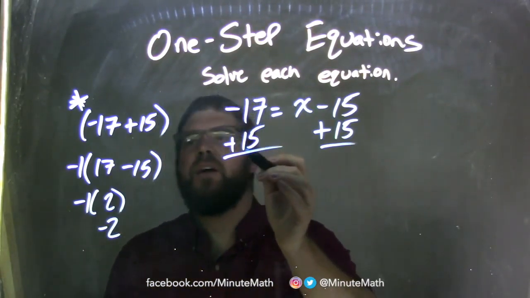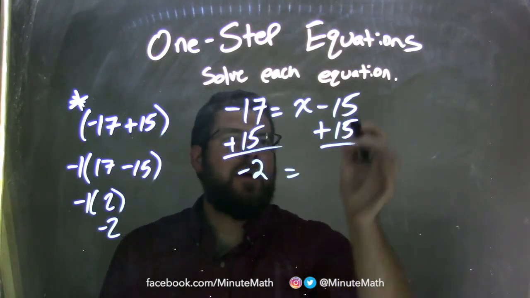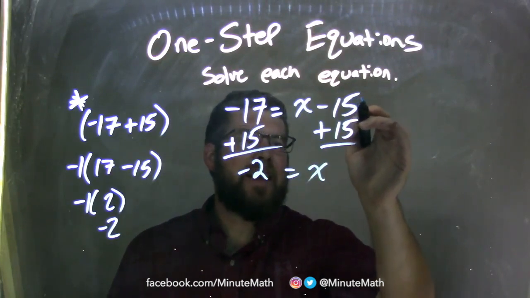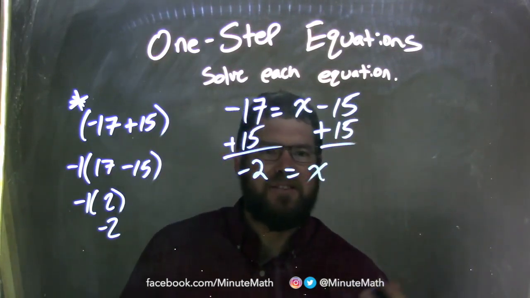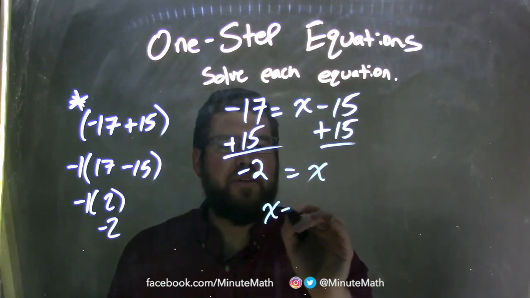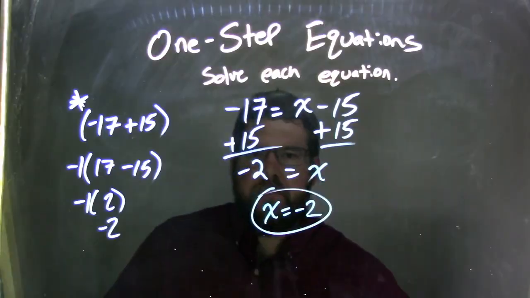Negative 17 plus 15 is really just negative 2. These cancel, we're left with just x. Negative 15 plus 15 cancel out. It's just plus 0, but it's just x now. So let's rearrange it, put x first. So x equals negative 2. And that is my nice, neat final answer.